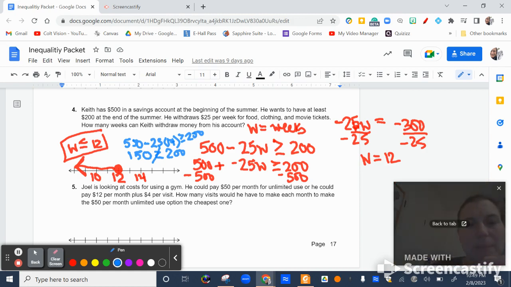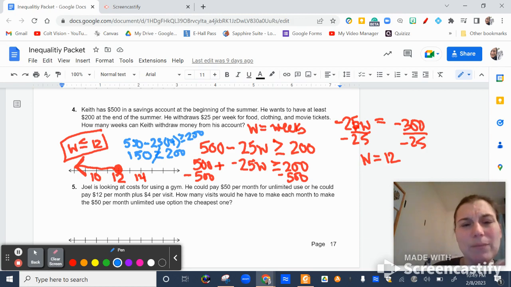So Joel, his problem is kind of confusing. See, Joel is going to go to the gym, and he has 2 options. He can either pay $50 per month for unlimited use, as many visits as he wants, or he could pay $12 per month, so less, but pay $4 per visit. So if you weren't going to go that many times in a month, then that would be a good option. But if you're going to go a lot, like every day, maybe you want to do the other unlimited plan.